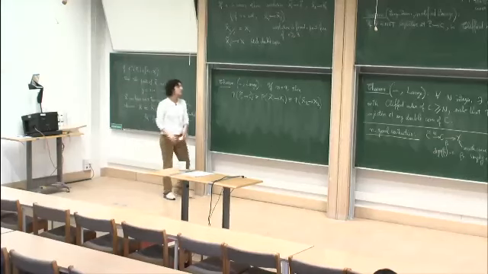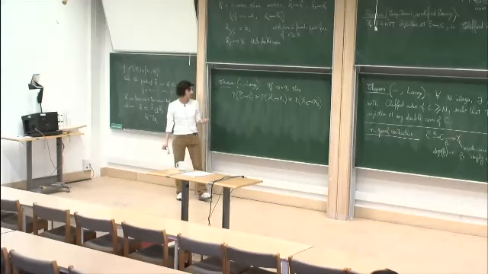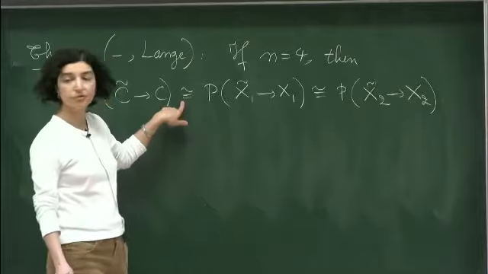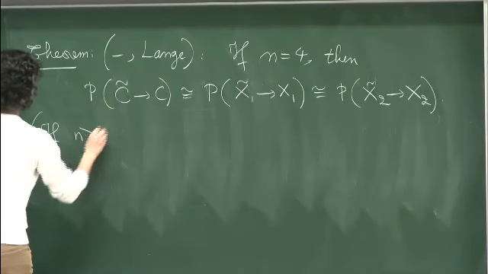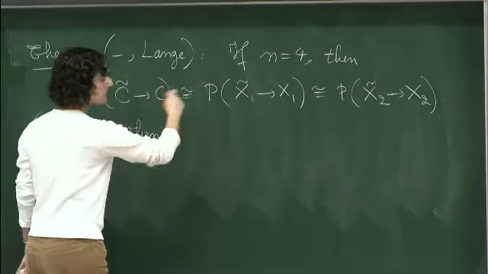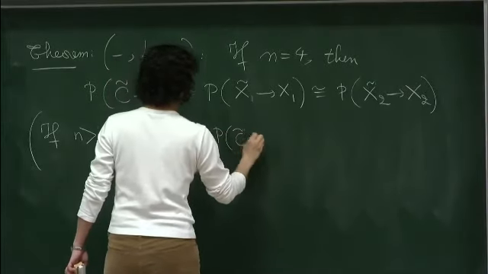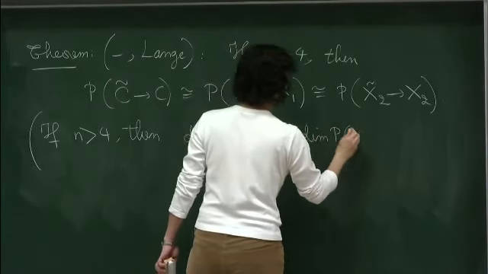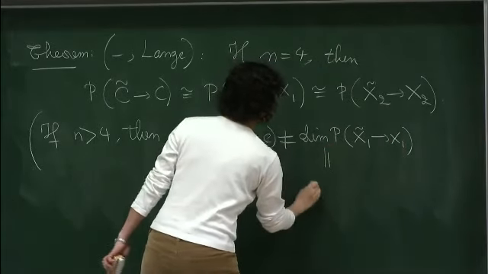Now it's possible that this is still true if n is different from 4, but we haven't done it. The thing is that the proof uses the fact that each of them is isomorphic to that one. So if n is bigger than 4, then these don't have the same dimension actually. The dimension of P of C tilde to C is not equal to the dimension of P of X1 tilde to X1, but these two are equal.